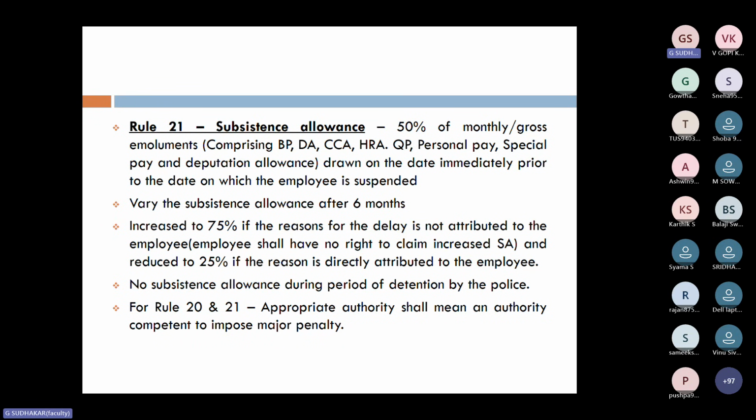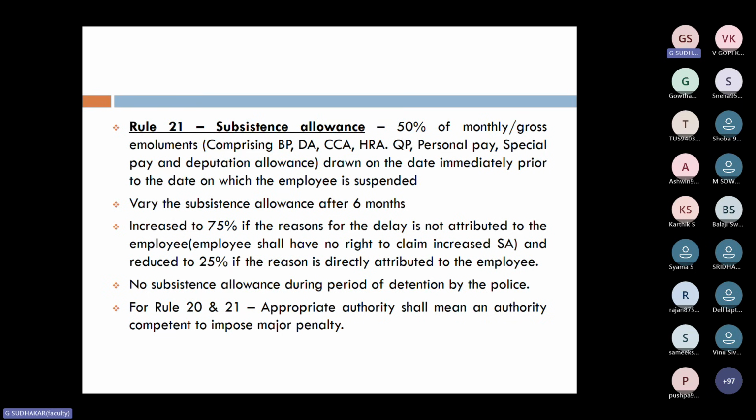So these are the next provisions. After 6 months, if it is the fault of management, it can be increased. If it is the fault of the employee, the charge-sheeted employee, then it can be reduced. Because if he keeps getting 50%, he will go on dragging the scheduled inquiry. So immediately we reduce to 25%, but not lesser than 25%. This is a very important point.